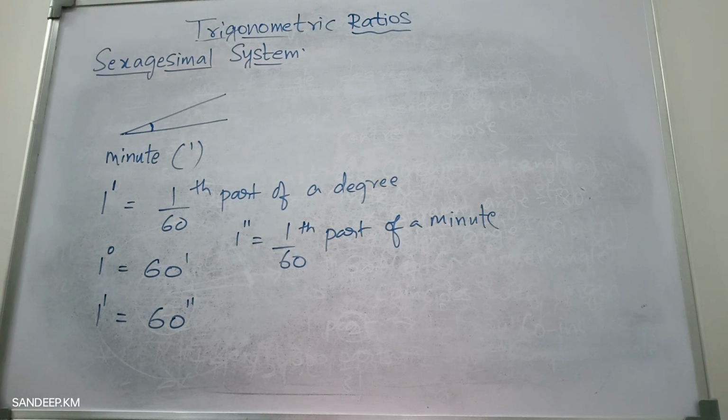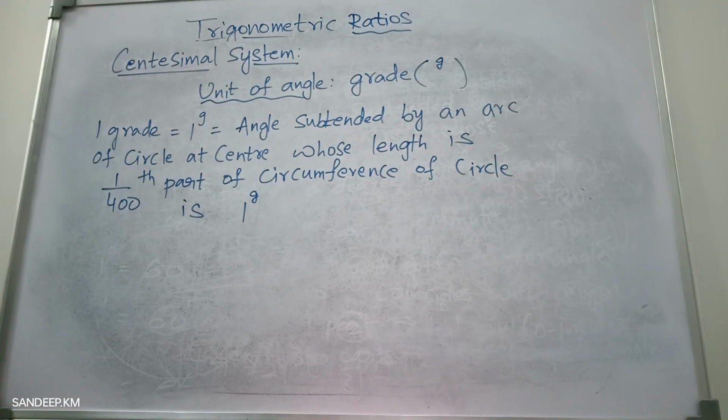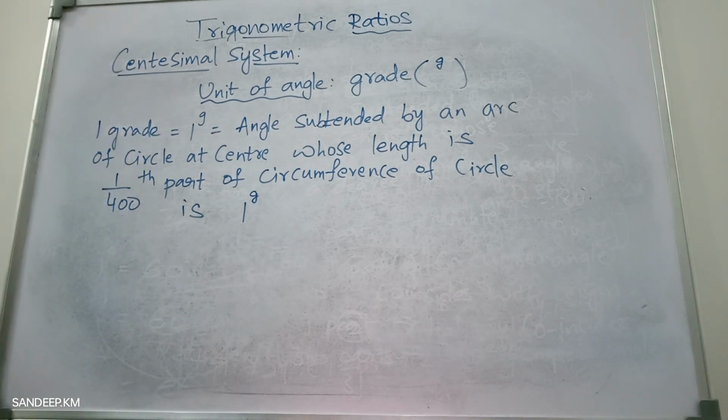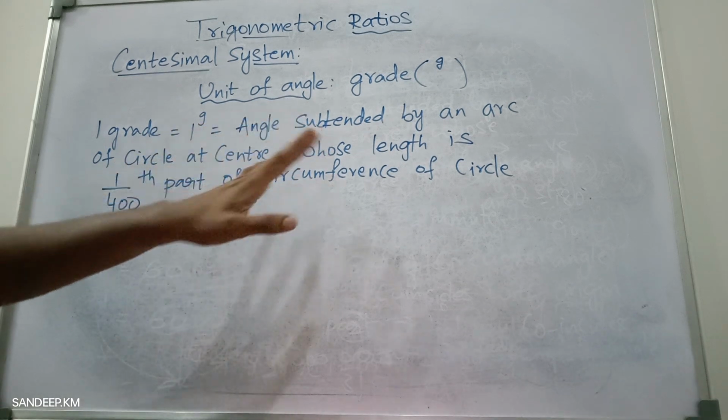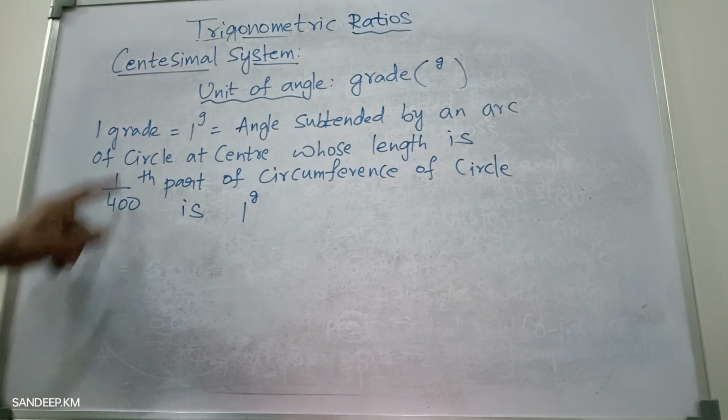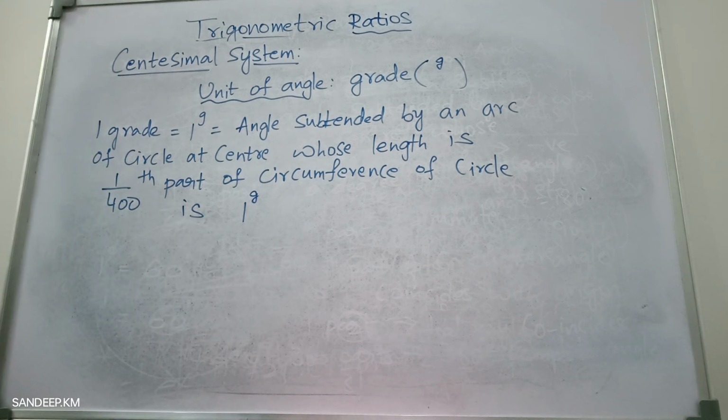We will go to the next system of measurement, the centesimal system. In the centesimal system, the unit of angle is the grade. And what is the definition of 1 grade? It is the angle subtended by an arc of a circle at the center of the circle, whose length is 1 by 400th part of the circumference of the circle.